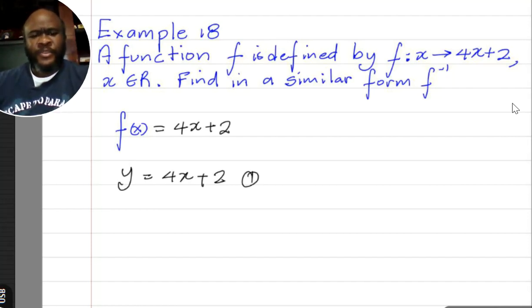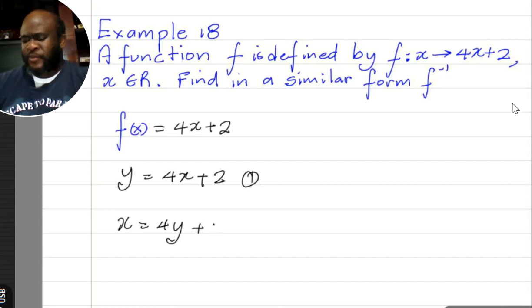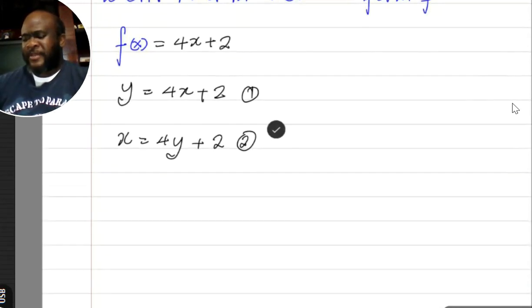Step two, the most important step, interchange x and y. Wherever you see x, you put y. Wherever you see y, you put x. So we have x is equal to 4y plus 2. This is step two. Step three is to make y the subject.